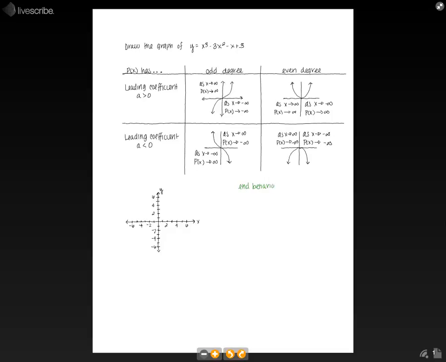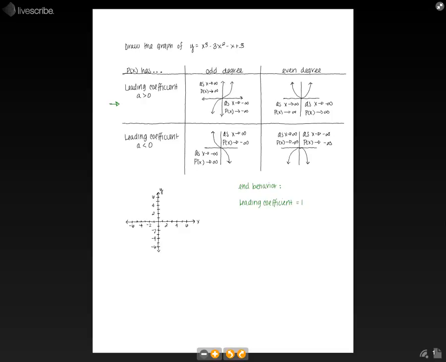Alright, so I've made this chart up here to help us with end behavior. So the first thing we need to look at is if p of x has a leading coefficient of greater than 0 or less than 0. So our leading coefficient, that's the coefficient of the first term, or the one with the highest degree. So our leading coefficient is 1, since the coefficient of x cubed is 1. So that means we're going to be in this first column right here.